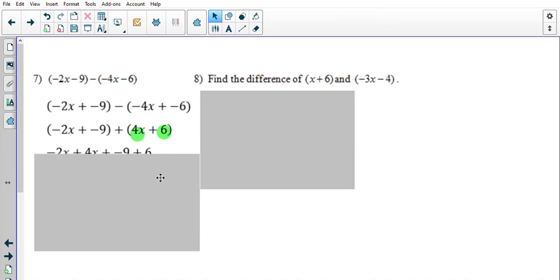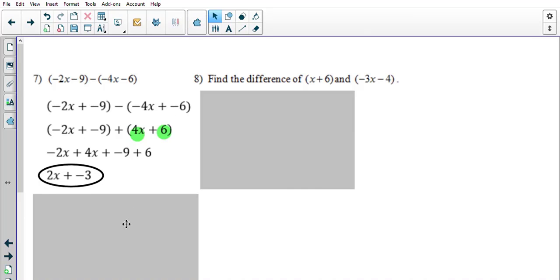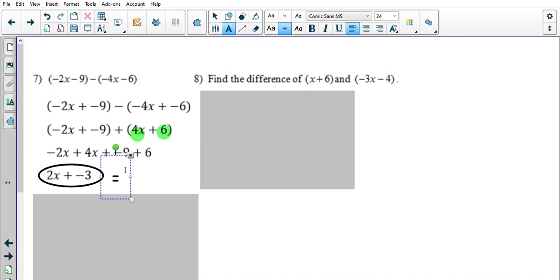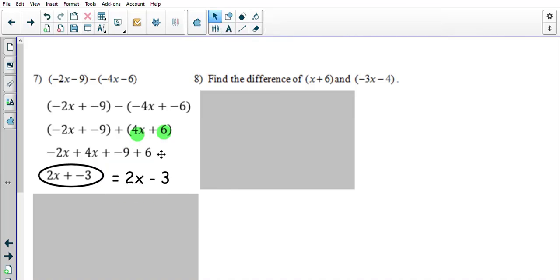Now let's put our like terms side by side. That will be negative 2x and 4x, and our constants, which are negative 9 and 6. Negative 2 plus 4 gets us 2x. Negative 9 plus 6 gets us negative 3. I do want to mention that you might see your solution written like this as 2x minus 3. That's equivalent to 2x plus negative 3. It's just one we've added the opposite, the other we haven't.